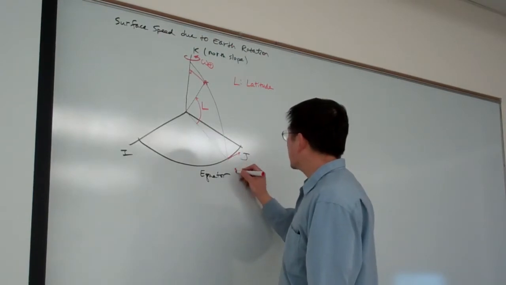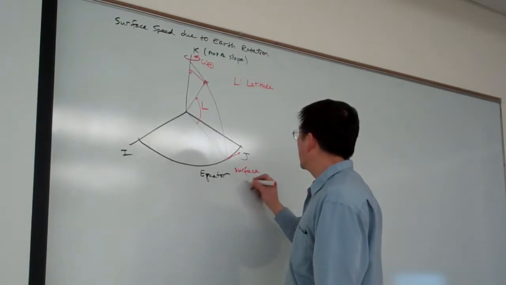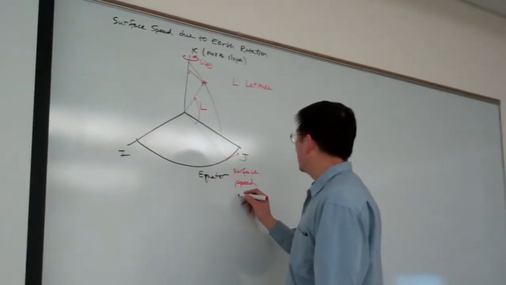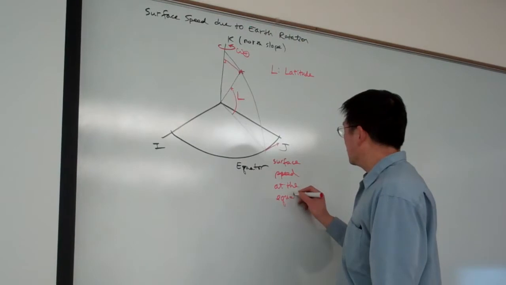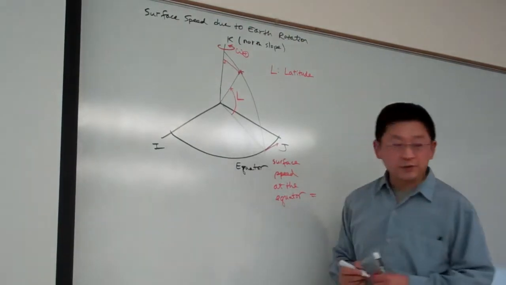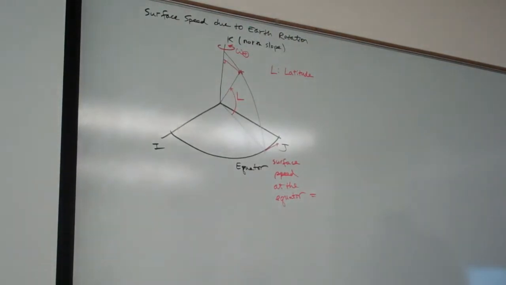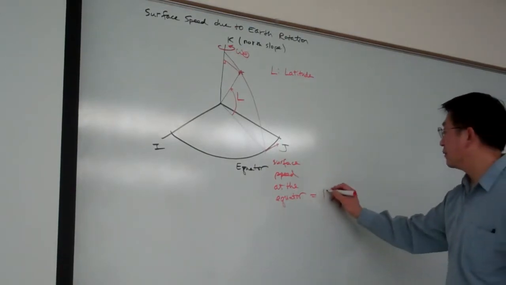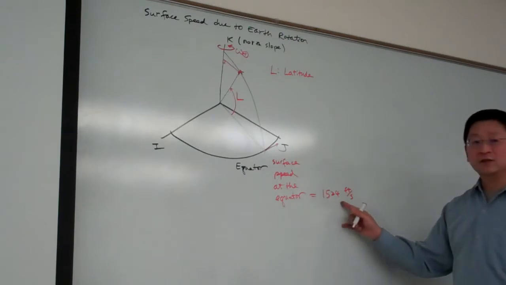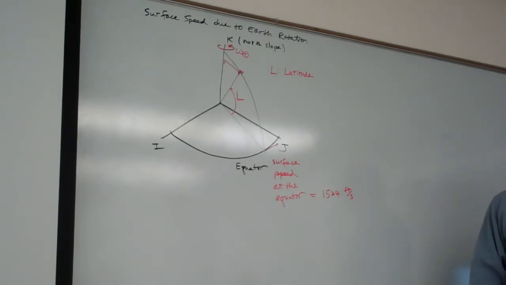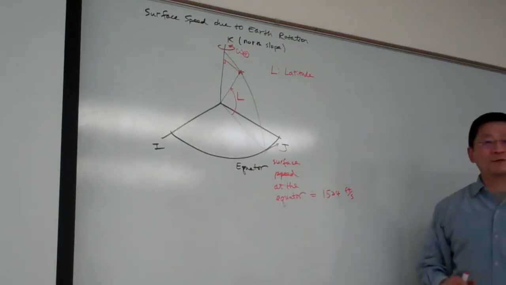So this is the surface speed at the equator, and that number is available. That number is 1524 feet per second. This is almost 400 meters per second, almost one loop of the track field.